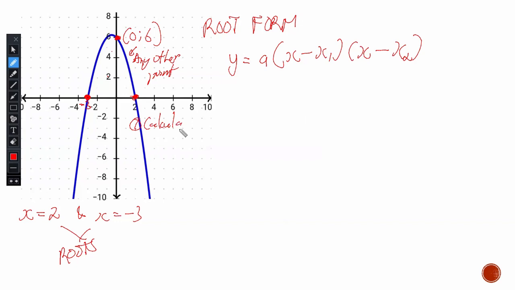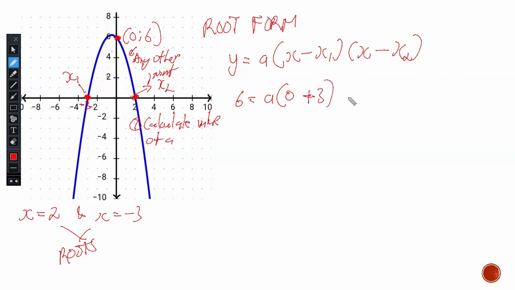Calculate the value of a. So y and x, we are going to substitute this. What is our y value? It's 6. And then we don't know the a value. For x, we're going to put 0 here, but then x1, we'll take this as x1, and then we'll take this as x2, right? And then this is going to be 0. Since it's -3, it's 0 minus minus, so that's 0 plus 3.